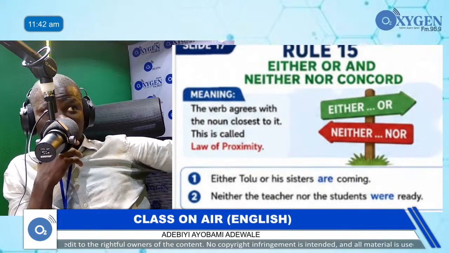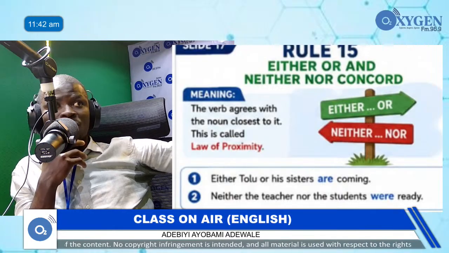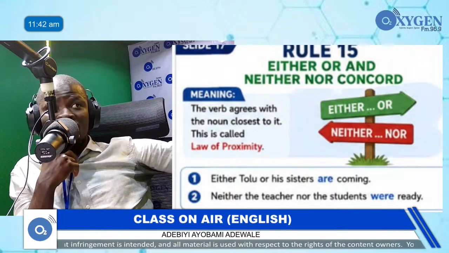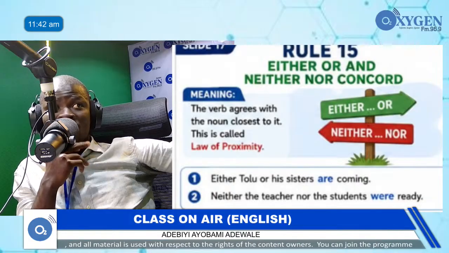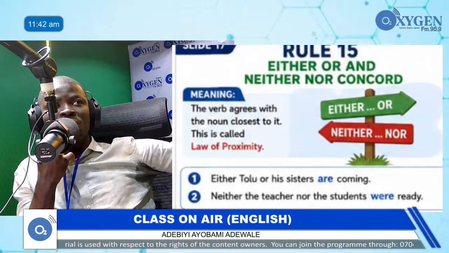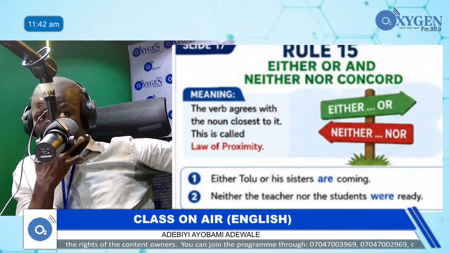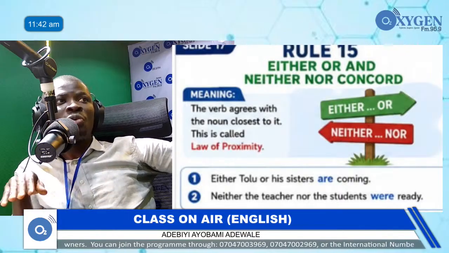If you look at the second example cited here, we have: neither the teacher nor the students were ready. The students, in the plural form, is the subject that is next or closer to the verb. The number of the subject closest to it influences the verb that will come after. That is on the law of proximity.